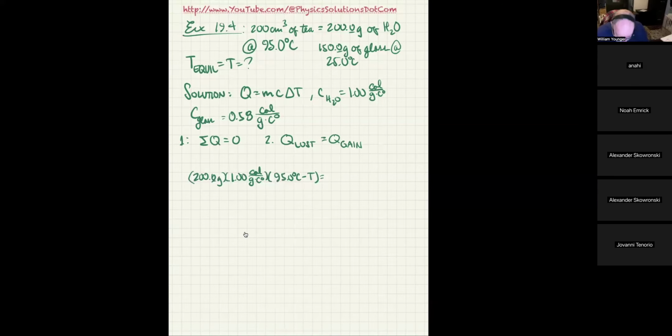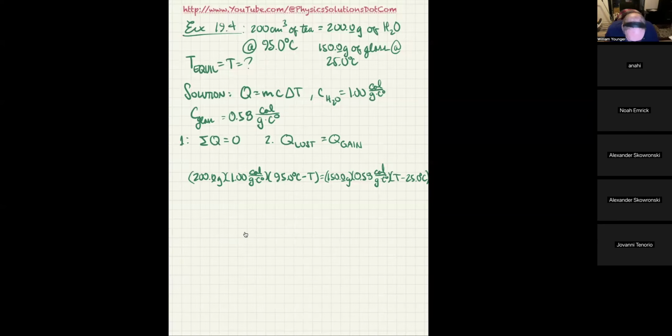Now, the other side, the glass, will be gaining heat, and that has a mass of 150.0 grams. The specific heat is 0.58 calories per gram Celsius degree. And then again, in this case, the temperature is actually going up. So I'm going to do T minus 25.0 degrees Celsius. And our job is to solve for T.